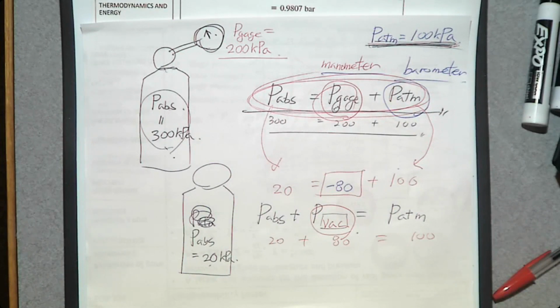Okay. So one thing that you need to remember is that either gauge pressure or vacuum pressure, they all mean the difference between absolute pressure and atmospheric pressure.